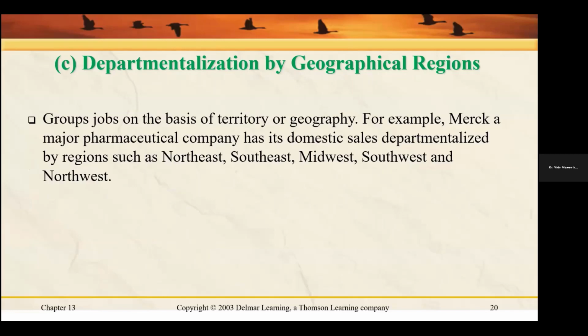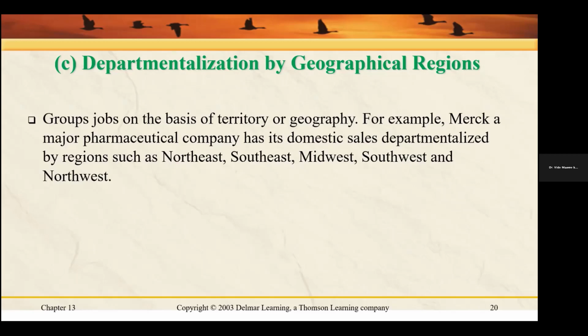So sometimes we have pharmaceutical products here, and when you go to another place, you have it there. So when you come to maybe the Diakon, we don't have it, but I can direct you to another facility where you can get the same products. So that is departmentalization by geographical regions.